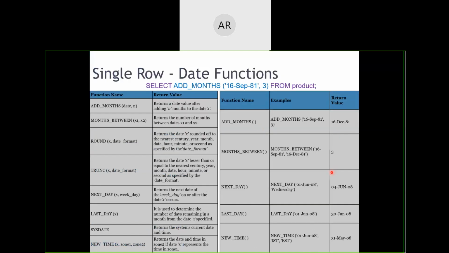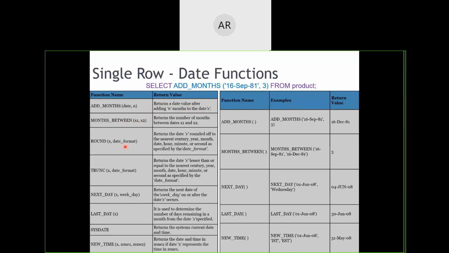Okay. So, single row date functions. These are meant for performing date operations. For example, add months. Suppose there is a given date, and to that date you want to add some more months. For example, here we are trying to add 3 months more, and the final date will be returned back by it. It returns a date value after adding n months to that x date. Then months between: from first date to second date, how many months will be there?